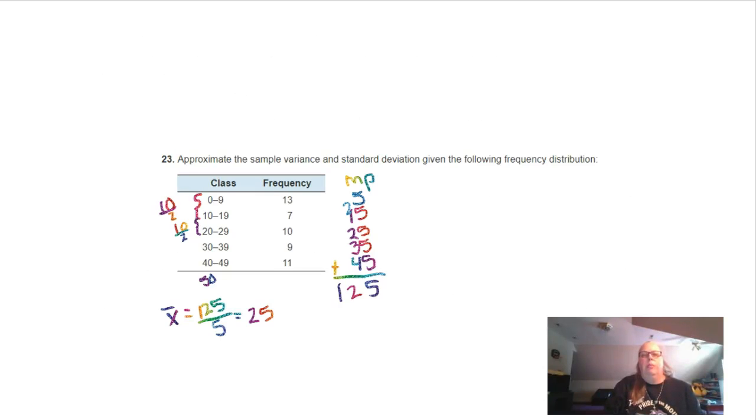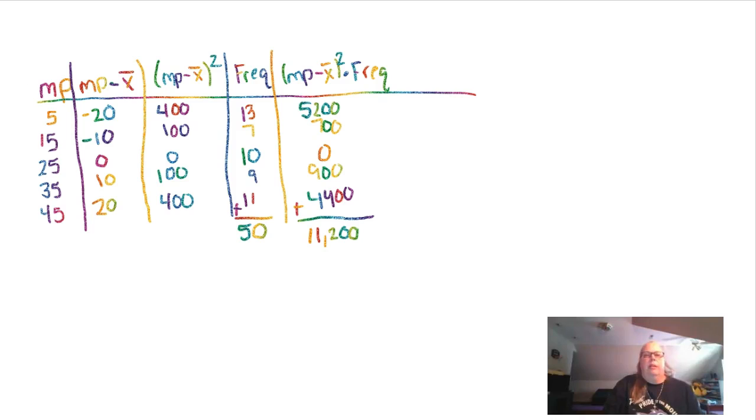So we go back to the problem, and we are looking for a sample variance. So we are going to be dividing by n minus 1, which is going to be 50 minus 1. That's going to be 49. The sample variance, s squared, is going to be the sum of the midpoints minus the mean squared times the frequency, which is 11,200. We're going to divide this by 49.